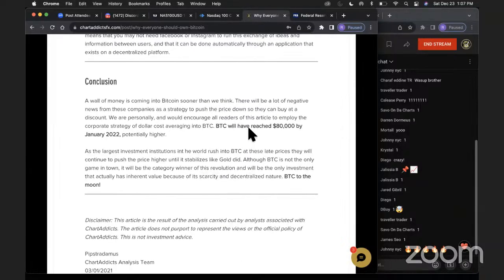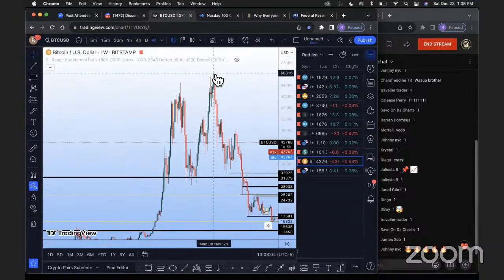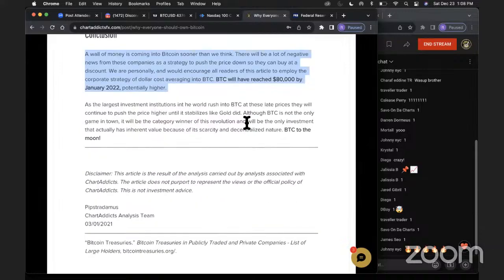Long story short, Bitcoin will have reached 80,000 by January 2022. I was off. I was off by a little bit. Bitcoin did not hit 80,000 by January 2022. Instead, towards the end of the year, we maxed out at 70,000 or 69,000. So was I close in my prediction? I was pretty close. Was I 100% correct? No, it's very hard to be 100% correct.